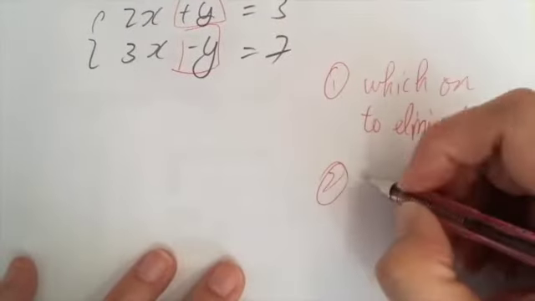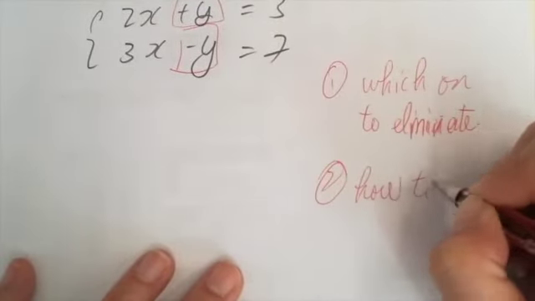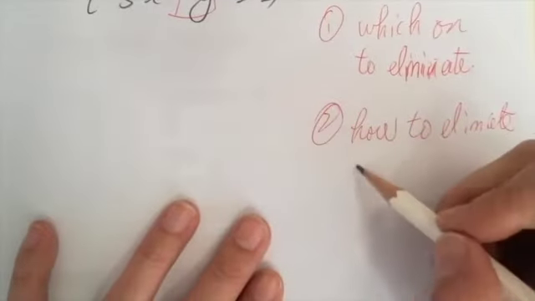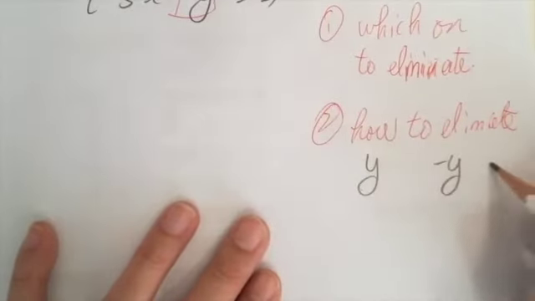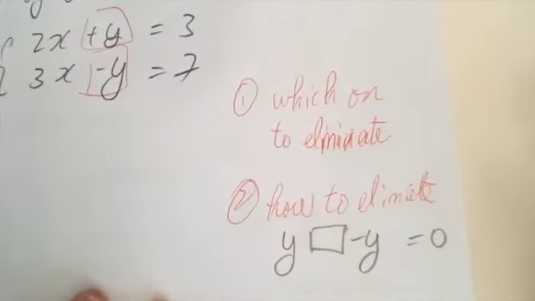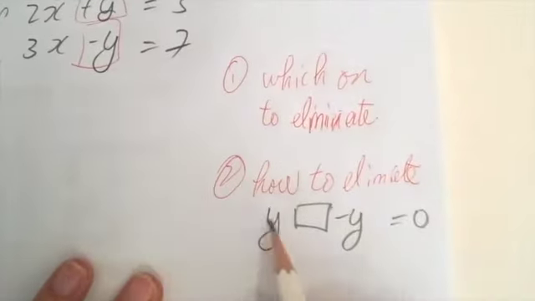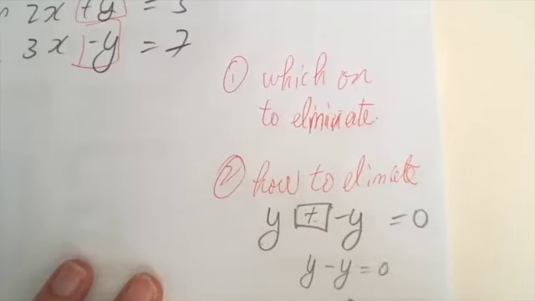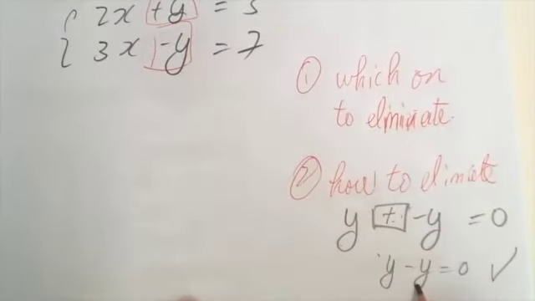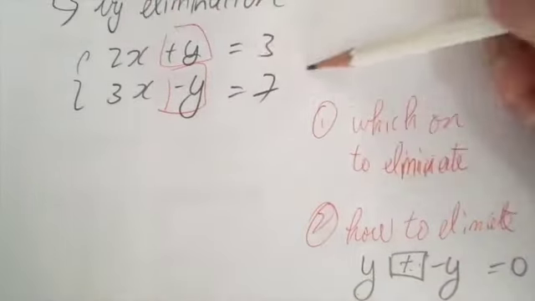Alright, then we think of how to eliminate. So we have y here and negative y here. We want it equals to 0. So what is the operator in the middle? That's what we would be thinking. So we plus, because plus and negative become y minus y equals to 0, which will work. So we will be adding, not only the y, but the whole equation.